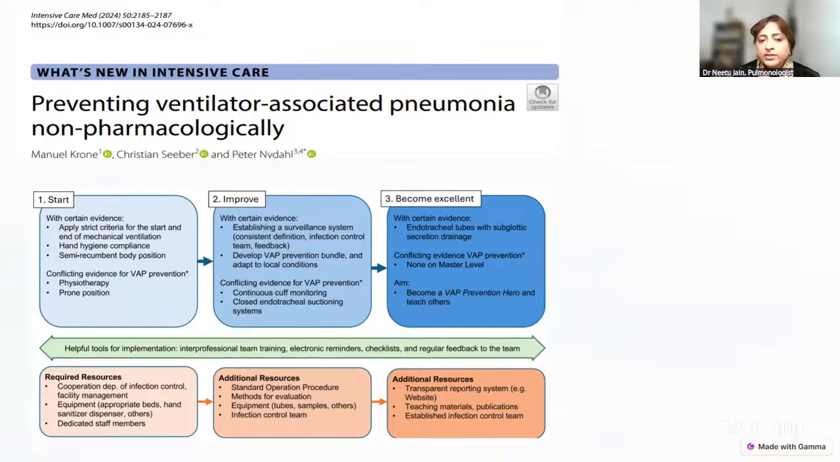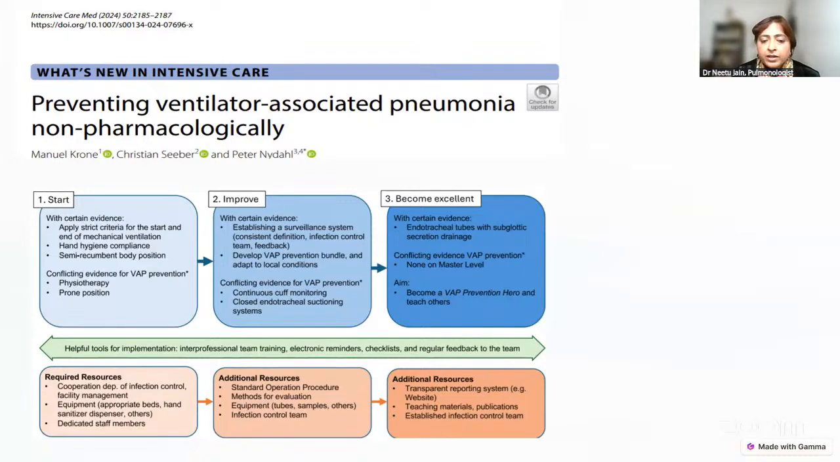After that, you should aspire to improve yourself and establish a surveillance system, which gives you a definite definition of hospital-acquired infection. You will have an infection control team and incorporate the feedback given by the team, which should include everybody: the treating physician, a microbiologist, a pharmacologist, nursing staff, and also ground staff, because you want to incorporate feedback from everybody, and everybody is an important part of the team. Then develop a VAP prevention bundle, adapted to your local conditions, which you can follow in your local ICU, and then become excellent when you start using endotracheal tubes with subglottic secretion drainage, and become a VAP prevention hero.